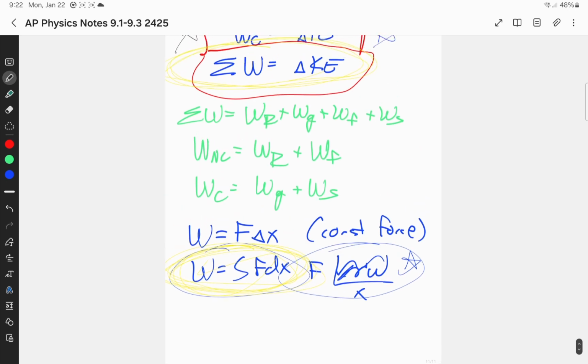I guess let's scribble down those derivative equations real quick. Force is the derivative of work with respect to position. Again, you can combine this work with one of these changes in energy. And work versus position graph, the slope gives you the force. Again, if this is kinetic energy, then it would be net force. If this is potential energy, this would be the opposite of your conservative force. All right, so there we go.